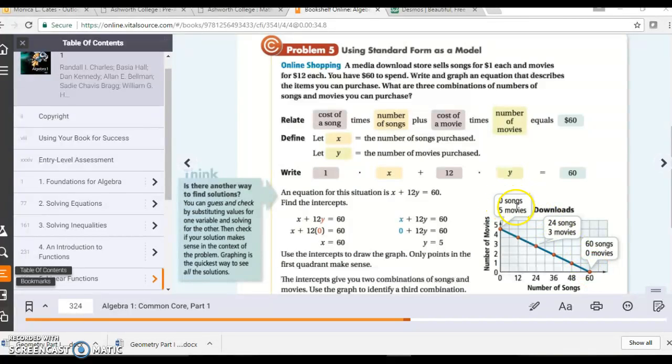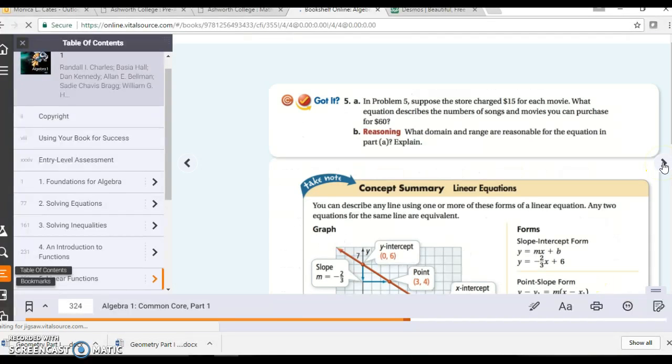If we look at that, we can pick 3 points from our graph. We can have 0 songs and 5 movies. There's that point there. We can have 24 songs and 3 movies. Here's our point there. And we can have 60 songs and 0 movies. Okay, so let's take a look at the Got It and do it ourselves.